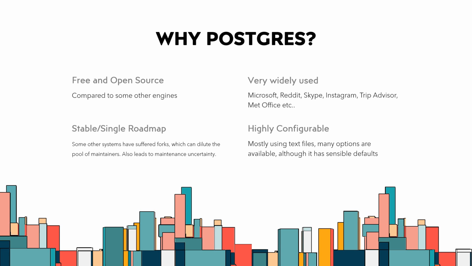It is very widely used, so there's lots of companies, people like Instagram, TripAdvisor, whatever, lots of big names using it, so it's clearly a decent database system. It's usable in production, it performs well. And I guess one of the things that we all like is the configurability, and even though postgresql.conf has probably about 500 parameters in it, most of them will have sensible defaults.